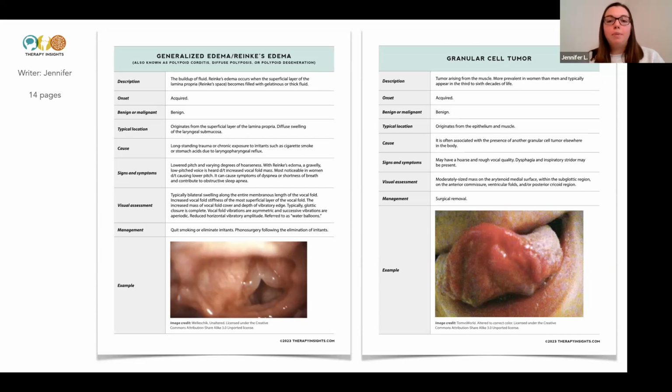Again, everybody's visual assessment, signs and symptoms may be a little bit different for all of these pathologies. It's important to remember, but just having that general idea and basic knowledge, I feel, is important.